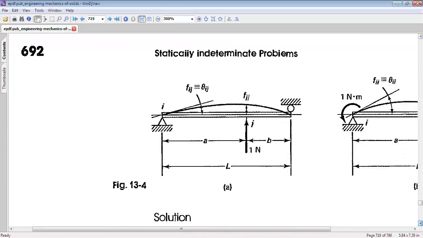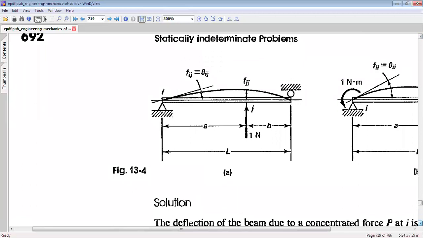So here we have a simply supported beam, and at location J, we are applying a vertical unit load, and we have to find how much is the slope due to this vertical unit load at J. We have to find how much is the slope at end I.